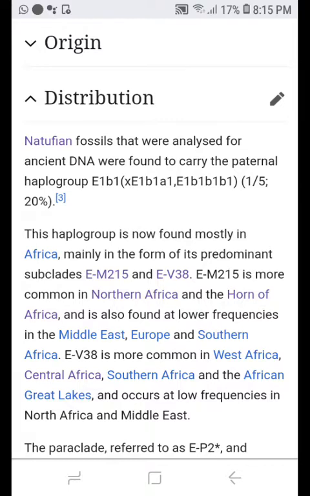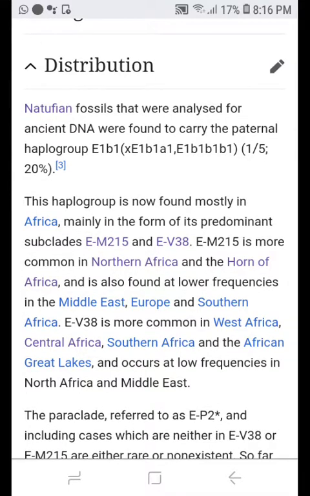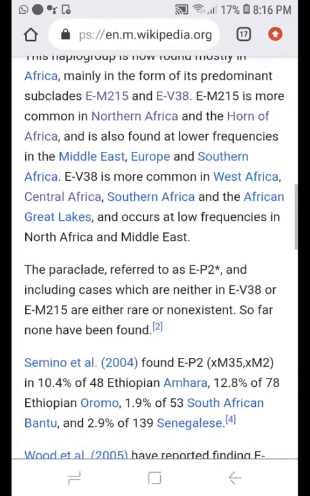This haplogroup is now found mostly. What I'm reading here is Natufian. Yeah, Natufian fossils that were analyzed for ancient DNA were found to carry the paternal haplogroup E1b1. Okay, so E1b1a falls under E1b1, and E1b1b falls under E1b1. So that's Esau and Jacob. I'm gonna prove this. Let me scroll on down here. No, let's stay right back up here.